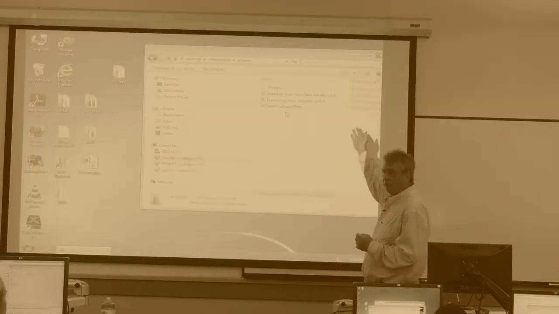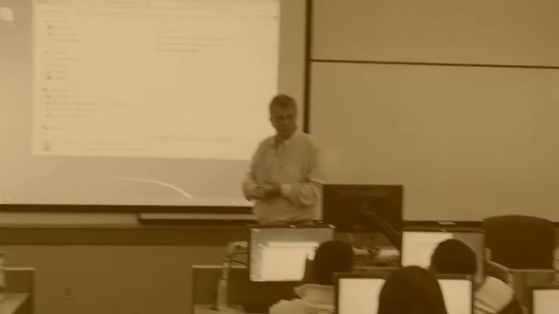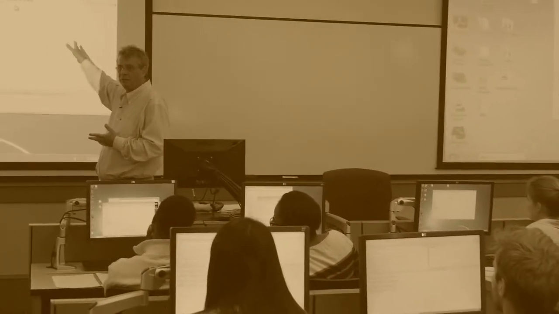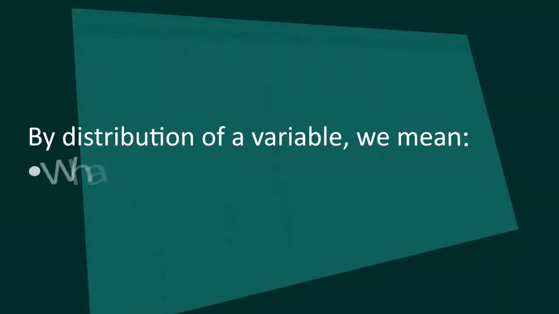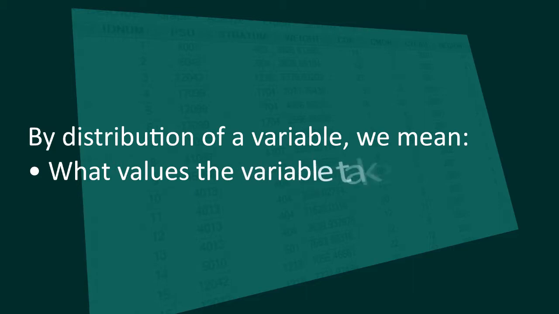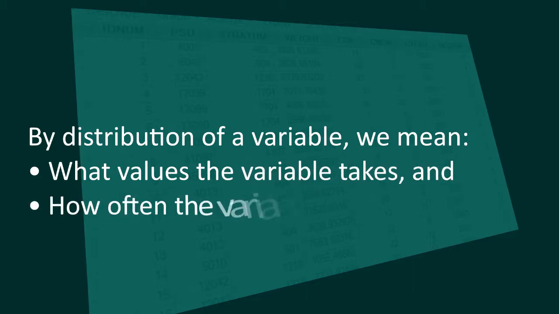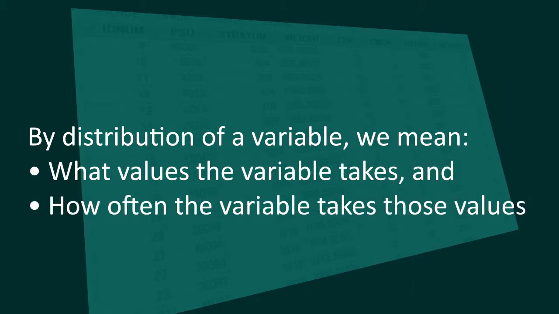In order to convert raw data into useful information, we need to summarize and then examine the distribution of any variables of interest. By distribution of a variable, we mean what values the variable takes and how often the variable takes those values.